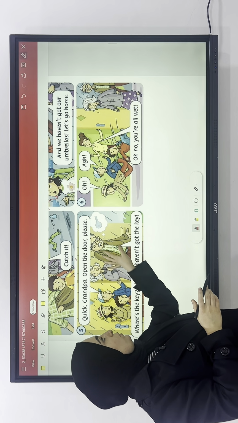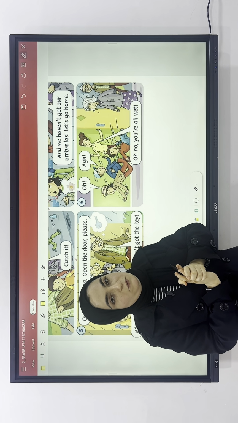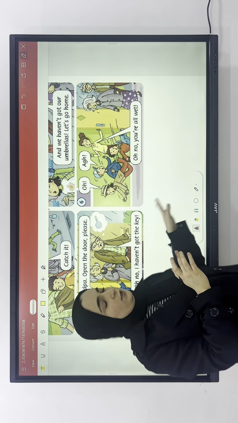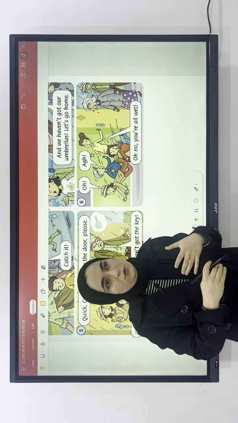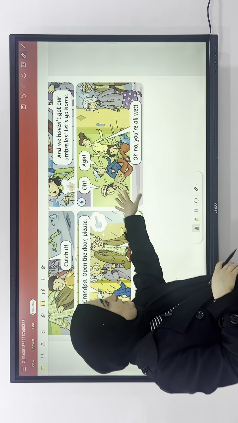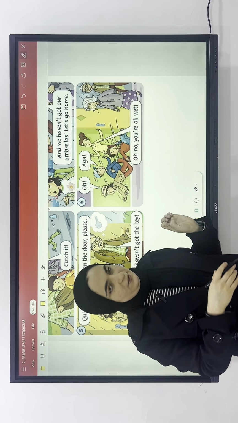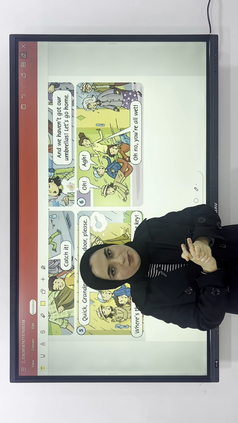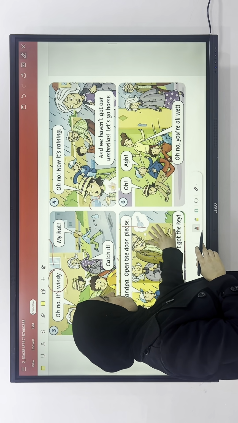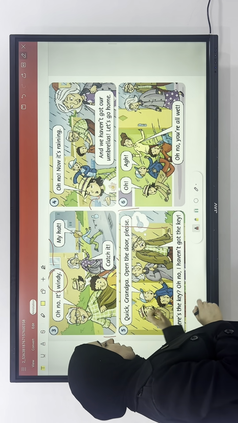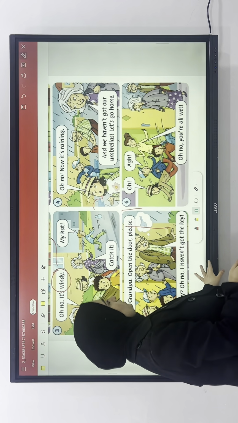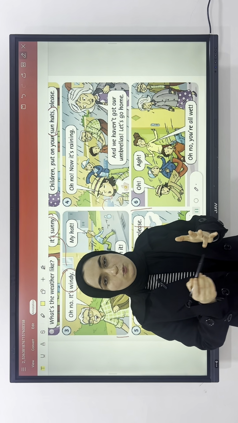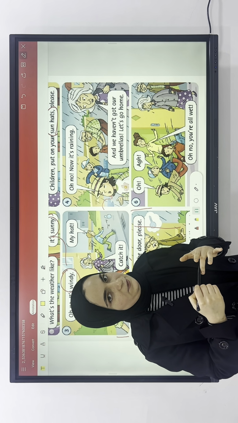Now let's go to picture number 5. Quick, Grandpa, open the door, please. Again, the next issue is they forget the key. So where is the key? Oh no, I haven't got the key. They forget the key, they forget the umbrella, so they are all wet. They go home, you see, they are all wet because of the rain. Now guys, this is the conversation part and the reading part. They talk about Rosie, Billy, and Tim. So they don't go to the shop because the weather changes from sunny to windy, then to the rain.